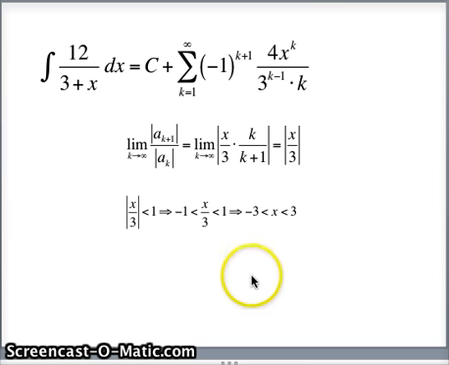For the ratio test, we need that limit to be less than 1. So we need the absolute value of x over 3 to be less than 1. We need negative 1 to be less than x over 3, which is in turn less than 1. And then multiplying by 3, we get negative 3 is less than x is less than 3. But we use the ratio test here, and the ratio test is inconclusive if the limit is 1.